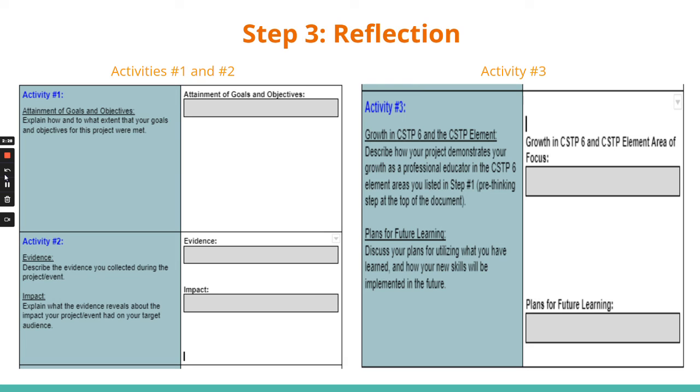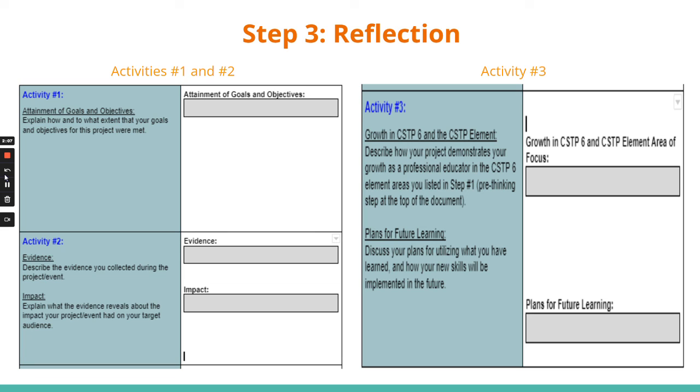So go back and take a look at your Step 1, look at which element or elements from CSTP 6 you chose to focus on, and reflect. How did your project demonstrate your growth in this area? What are your final thoughts around that?